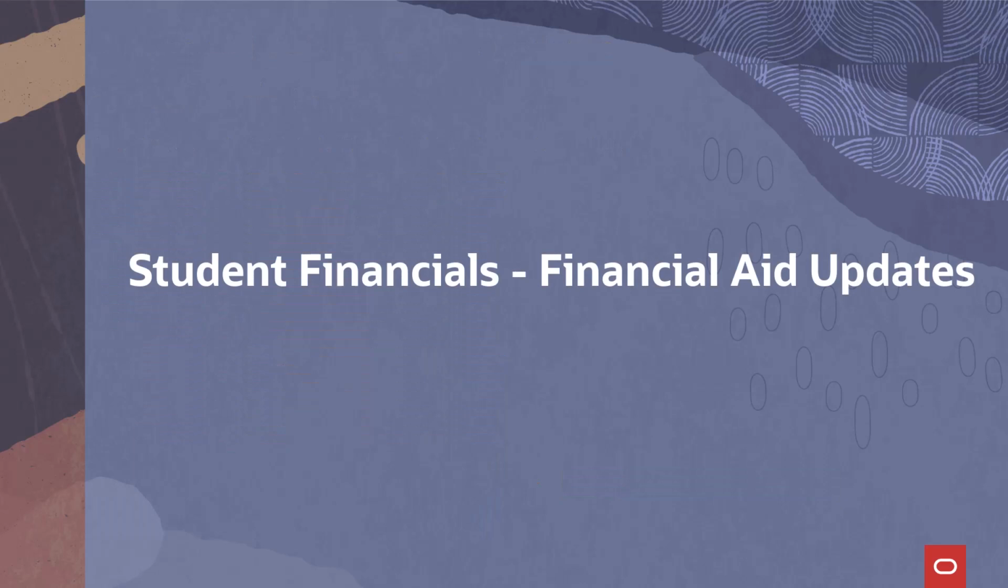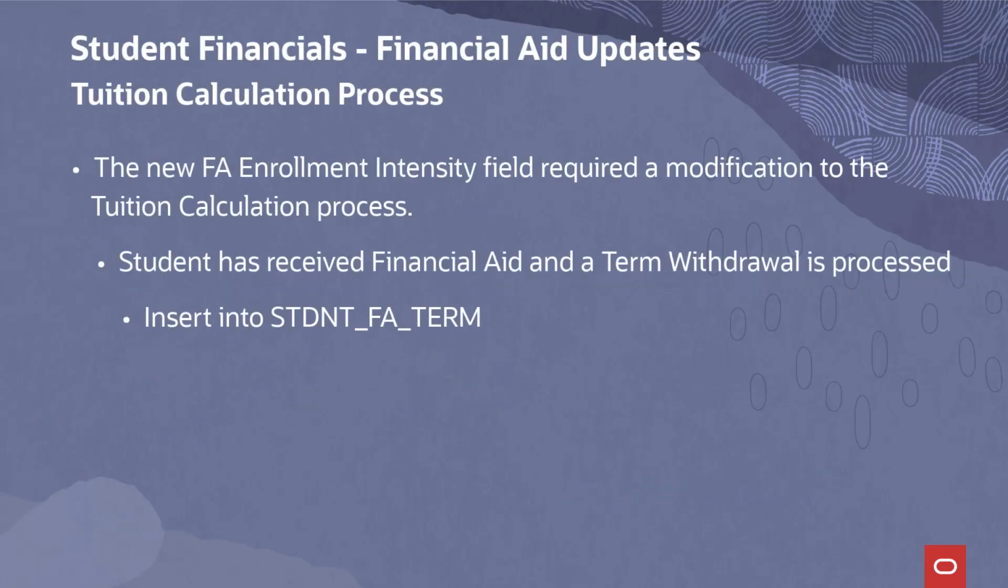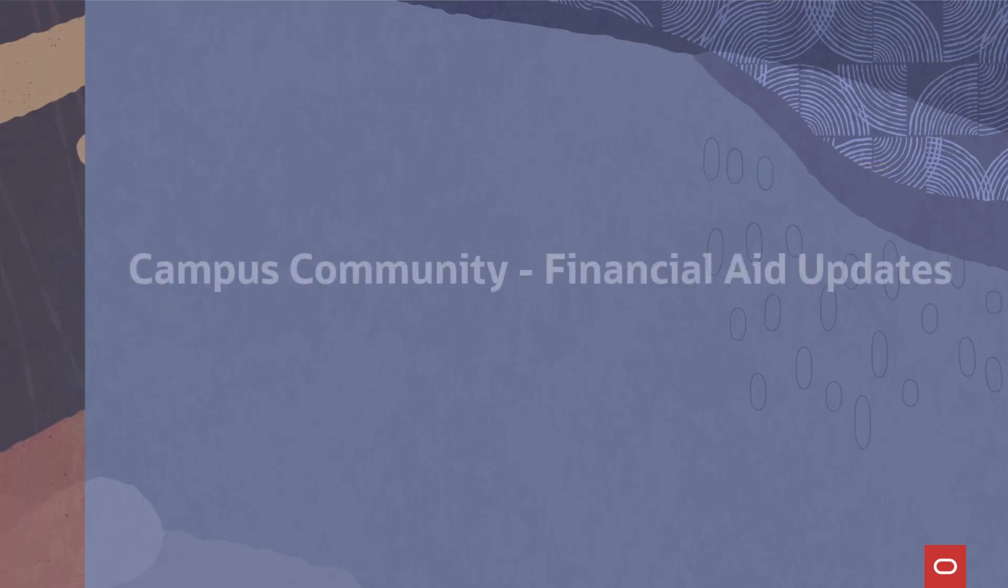Student Financials Financial Aid Updates. Tuition calculation inserts a new row into student FA term during term withdrawal processing if the student had financial aid monies. The new financial aid enrollment intensity field has been added to student FA term, therefore tuition calculation was modified in PUM Image 31. Campus Community Financial Aid Updates.